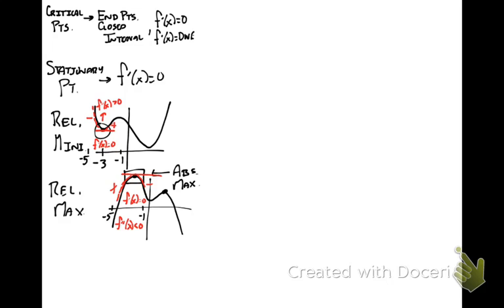Finally, we've already discussed this. Recall that inflection points are points where the second derivative equals 0 or fails to exist, and it changes signs. Right? So a second derivative will change signs from positive to negative or negative to positive when you have an inflection point, because that's when the concavity changes from concave up to concave down, or vice versa.